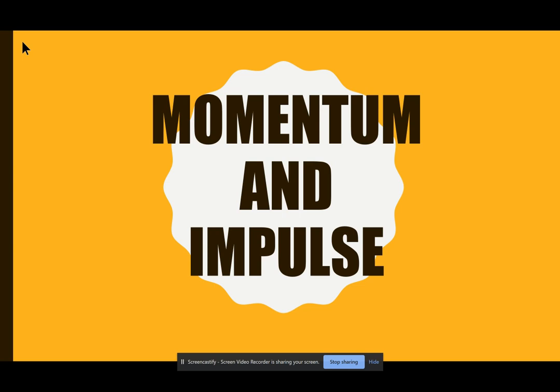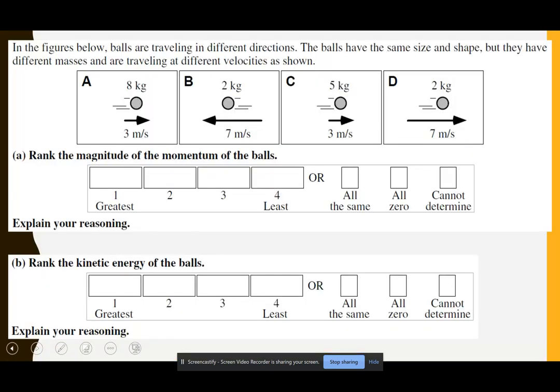Howdy! This is your friendly neighborhood physics teacher here, and we're going to talk about momentum and impulse. Mainly, we're going to talk about conceptual questions. These are the ranking questions that you've seen on tests and everything. So we're going to talk about those. Let's just go ahead and jump right into it.